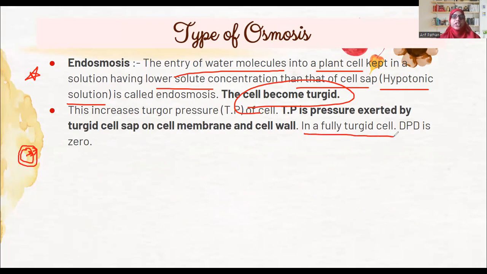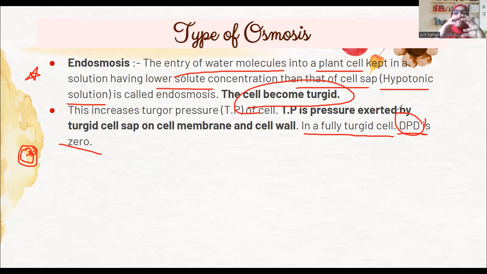In a fully turgid cell, DPD is 0. Remember DPD? In the previous videos, when we were doing diffusion, we also discussed this term, diffusion pressure deficit. In simple terms, it is basically the thirst of the cell, how much water it can draw from the environment. When it is satiated with water, there is no further space to bring in more water, so the diffusion pressure deficit is low.